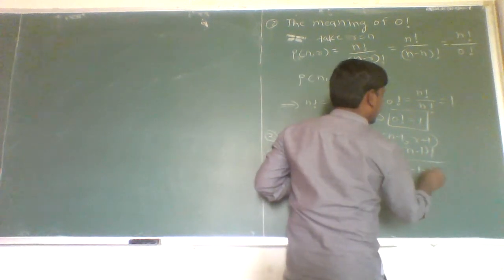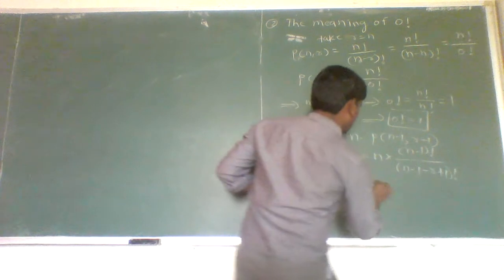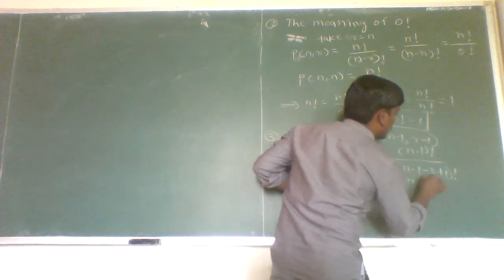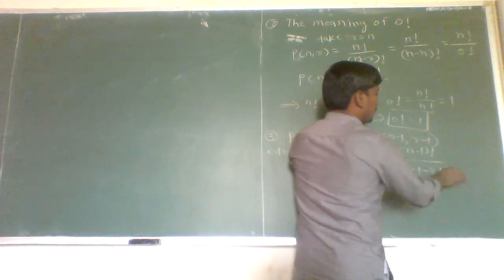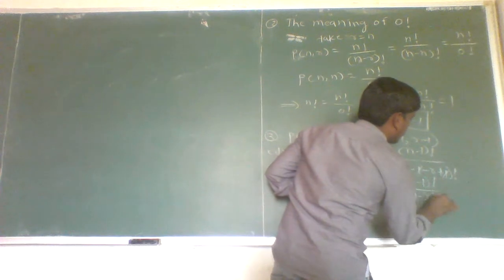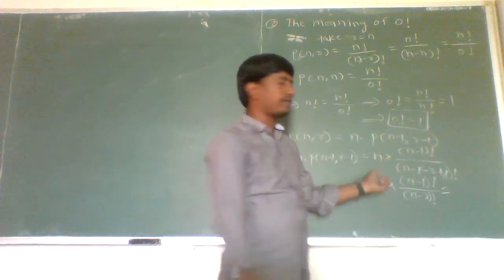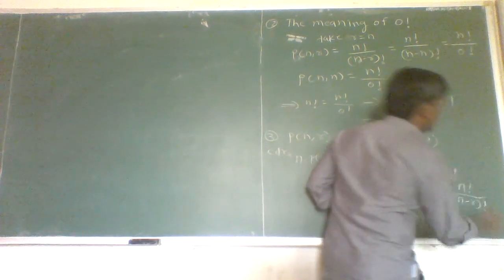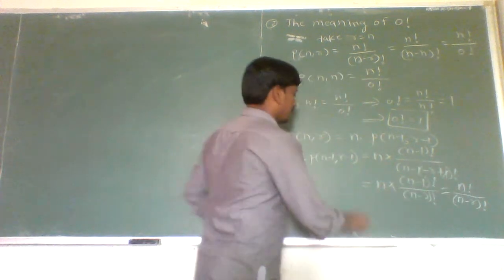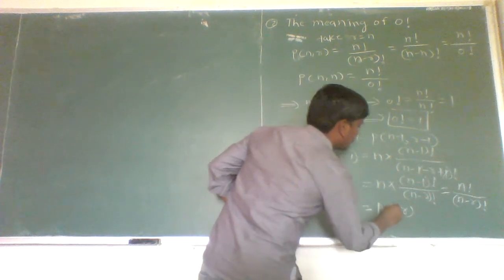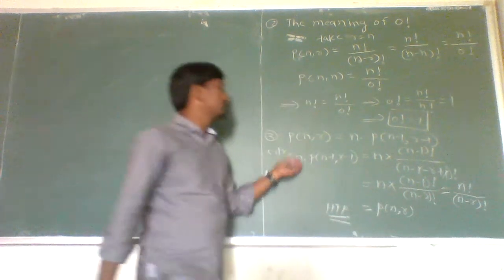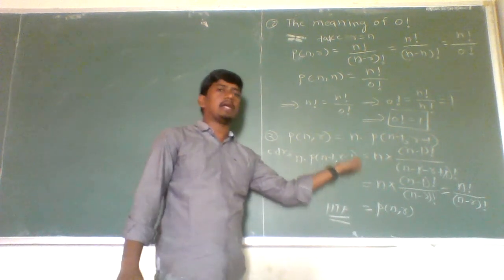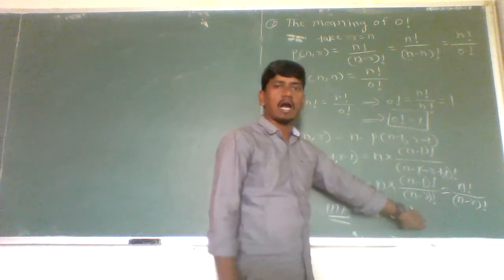That is (n minus 1 minus r plus 1) factorial, which is nothing but n into (n minus 1) factorial divided by (n minus r) factorial, since minus 1 plus 1 gets cancelled. But n into (n minus 1) factorial is nothing but n factorial. So n factorial divided by (n minus r) factorial, which from the definition is nPr. So here we have proved that n into the permutation of n minus 1 different things by taking r minus 1 at a time is the permutation of n different things by taking r at a time.